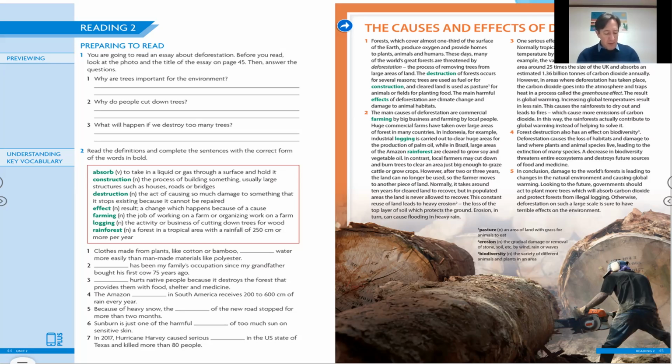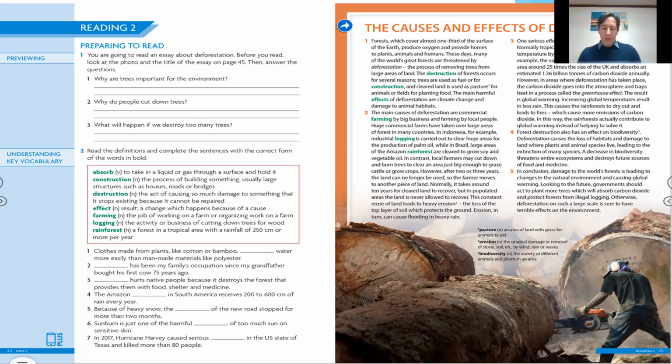6, sunburn is just one of the harmful effects of too much sun on sensitive skin. Effects, you have to add the S. Sometimes you need to change the form of the word to match the sentence. So effect with an S, one of the effects. And number 7, in 2017, Hurricane Harvey caused serious destruction in the US state of Texas and killed more than 80 people.